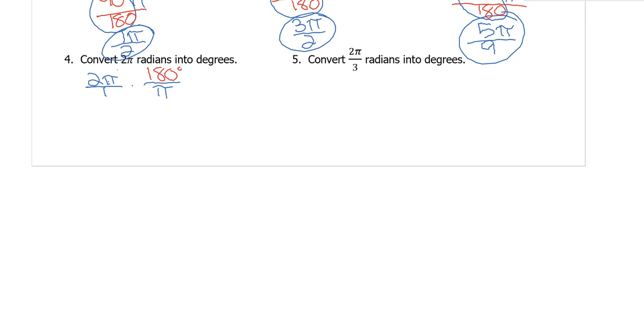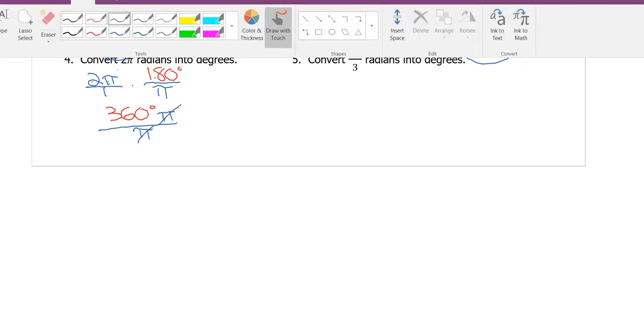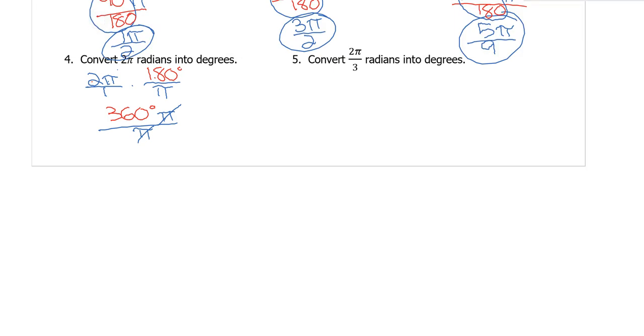Multiplying straight across, I'm going to do 2 times 180, which is 360 degrees. And then I have pi over, and I have a pi on bottom. The pi's cancel out. I am left with 360 degrees. Okay. Which makes sense. 2 pi is a full circle. 360 degrees is a full circle.